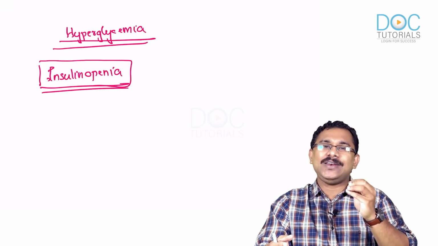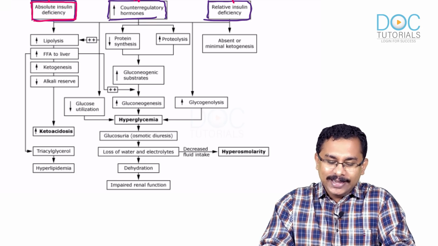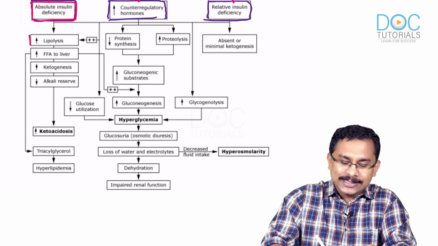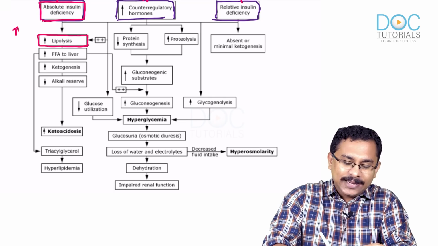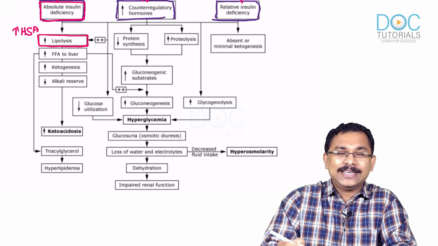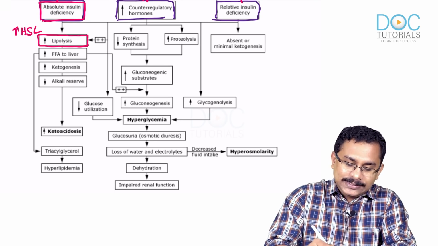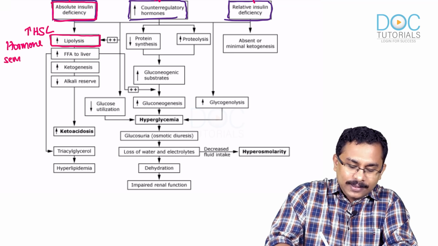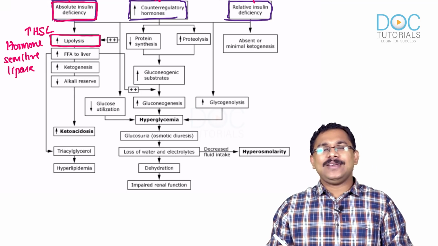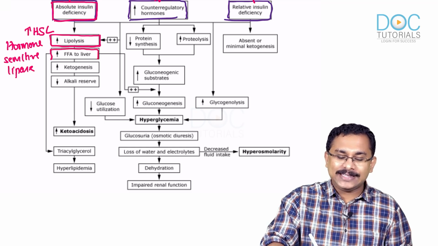Because the body is not able to utilize glucose as a fuel, it has to depend on other sources for energy. And what is that other source? It will depend on the fats. So there will be increased lipolysis because of the increased activity of hormone sensitive lipase. So whenever there is increased lipolysis, there will be an increased level of free fatty acids.